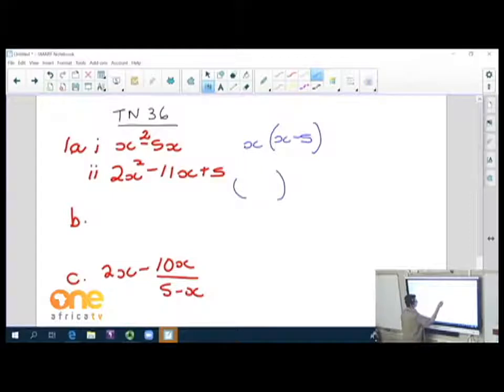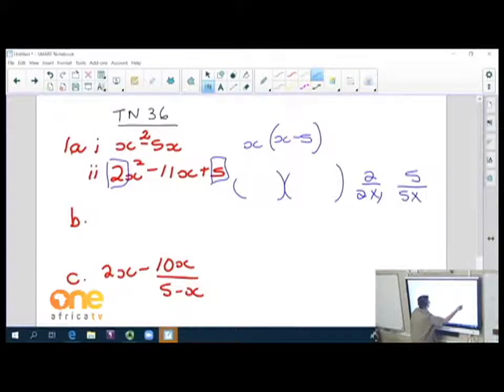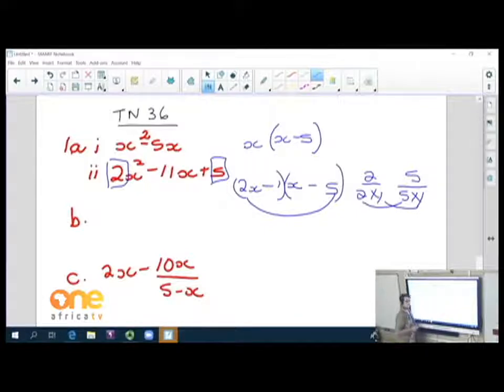Factorize means brackets, brackets. So we take the factors of the first number there, and you take the factors of the last number there, and if you add them, it must give you 11. So it will work like this. Can you see 10 and 1? So this is then 2x and x. I want to combine the 2 with a 5. There's my arrows. 1 by 1. Signs are equal. Both will be negative.